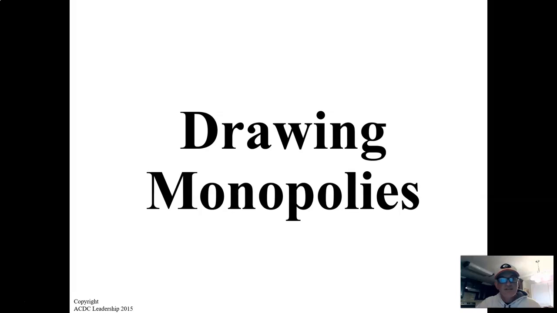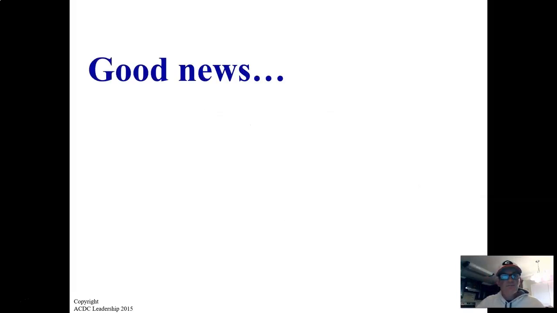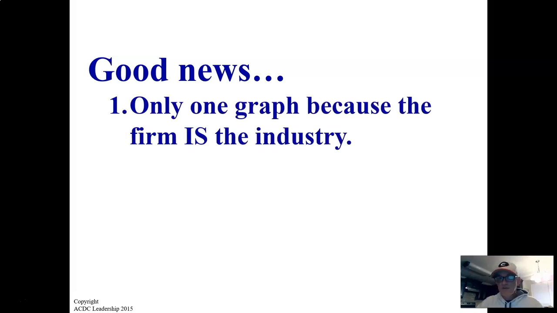So let's talk about drawing monopolies. Drawing monopolies, they change a little bit from perfect competition, but they're going to have a lot of similar characteristics we know about. Profit maximizing never changes, right? We know that is throughout all market structures, MR equals MC. But here is the good news. There's only going to be one graph. We talked about that a minute ago, because the firm is the industry.